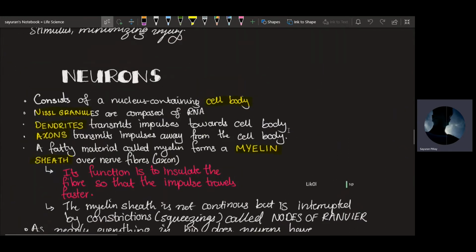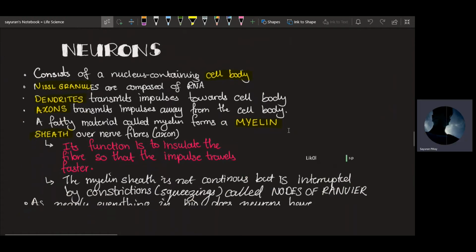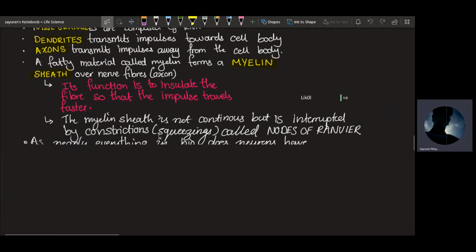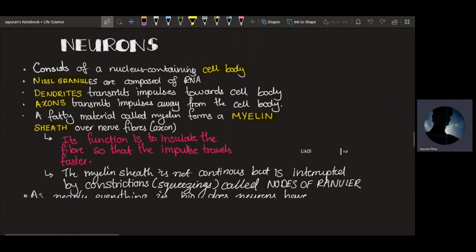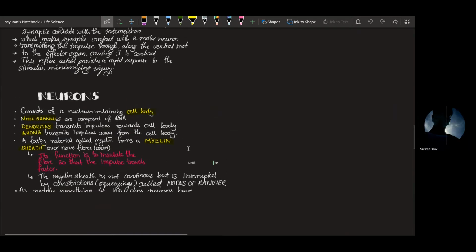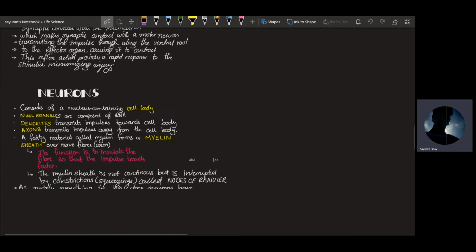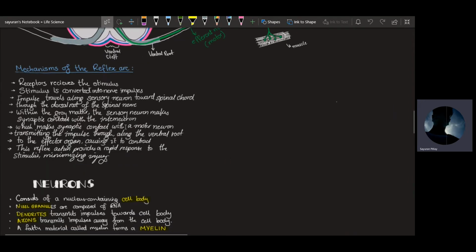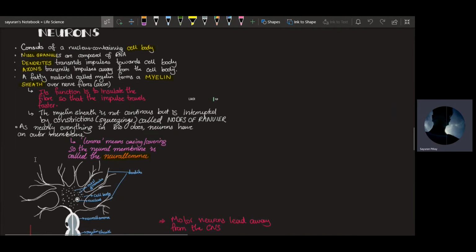Okay, let's look at the structure of a neuron. Neurons contain a nucleus and they have a cell body as well. The cell body of neurons has a nucleus and little Nissl granules, which we'll look at in the diagram just now, and are composed of RNA. You don't need to know why, just need to know that they are. Then we have dendrites.